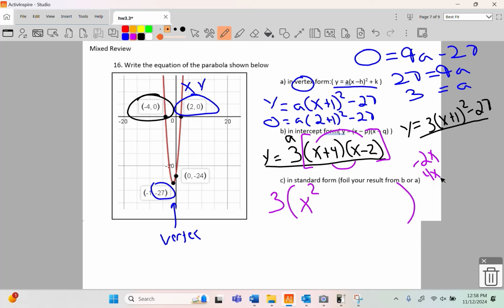Now, if you didn't know that negative 2 times x was negative 2x, you could start paying attention in this class instead of whatever you're in. What's negative 2x plus 4x? Not negative. Positive. Negative 4 times negative 2. Negative 8. You will use it again next year.